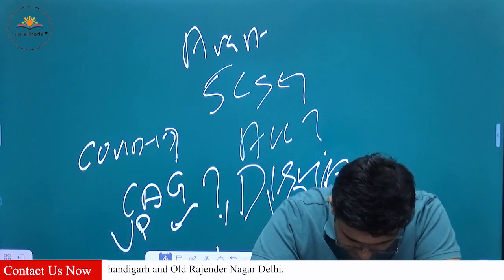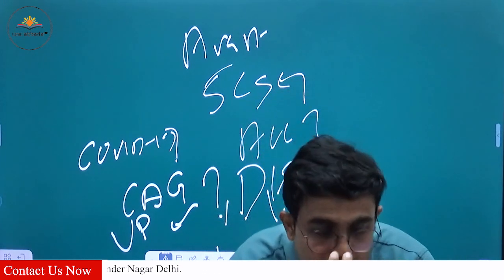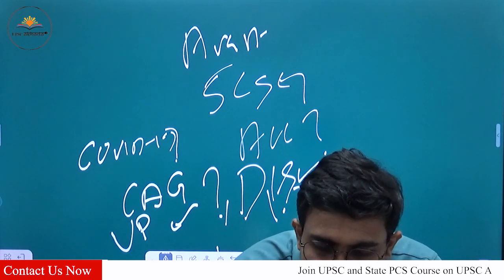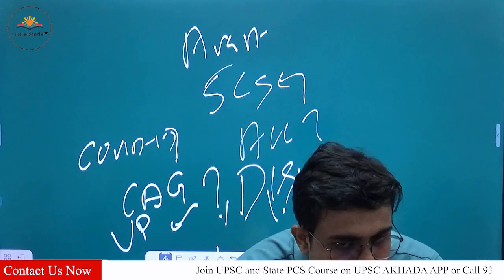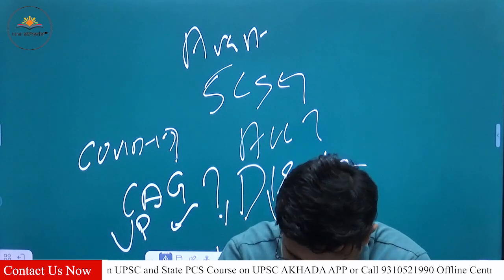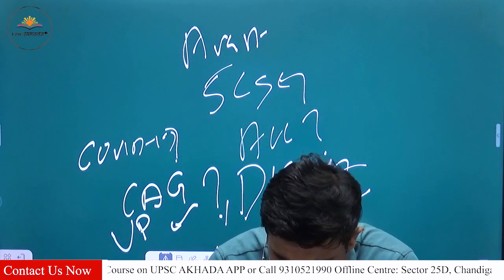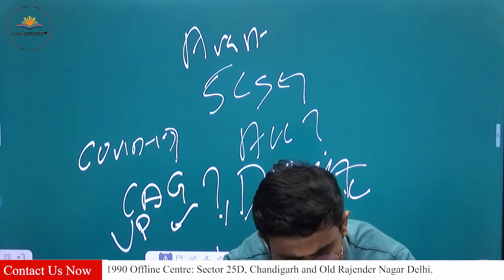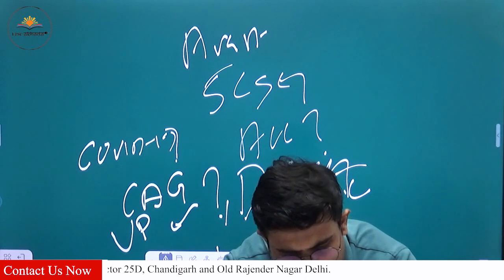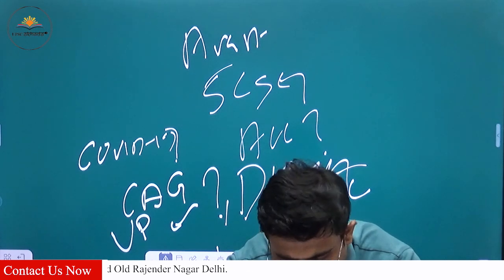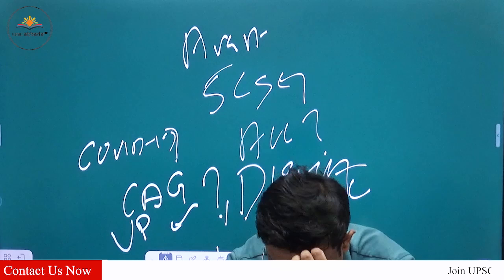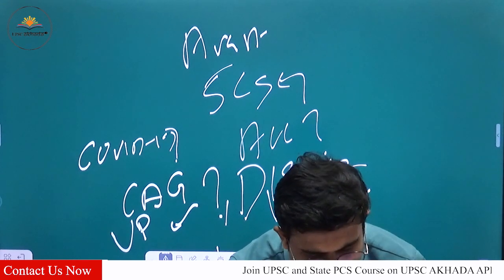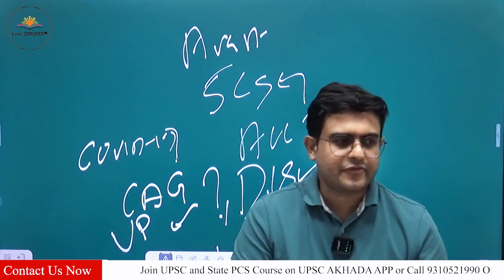But when they are given autonomy, accountability is compromised, and there can be misuse of power. Therefore, government is in a dilemma whether to give autonomy or not.